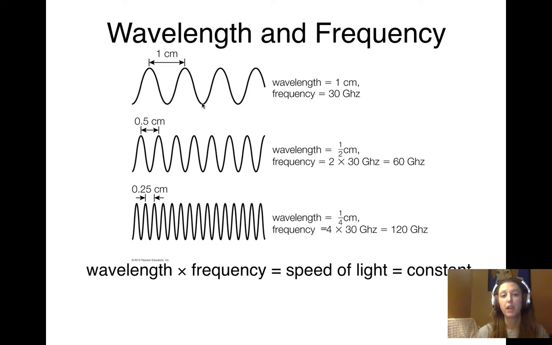The number of crests coming through in a certain amount of time is referred to as the frequency. So we can use either wavelength or frequency to describe different types of light. And all of this is because every single type of light travels at the exact same speed, known as the speed of light.